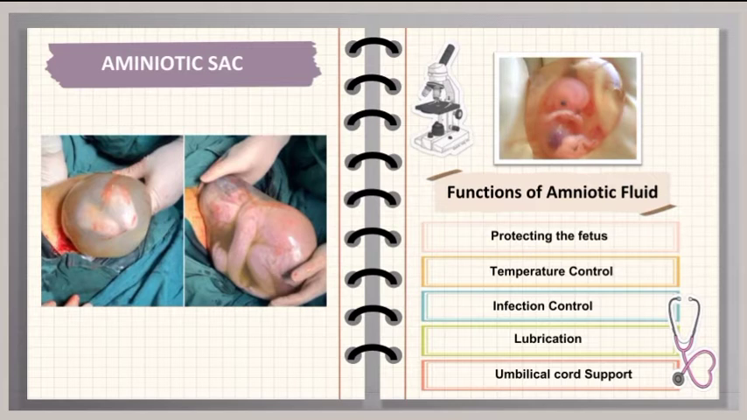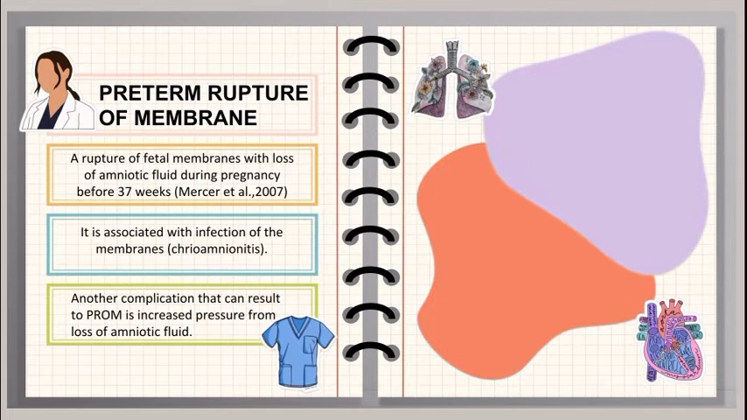And then lastly is the umbilical cord support. The fluid in the uterus prevents the umbilical cord from being compressed. So what does preterm rupture of membrane actually mean? Preterm means before reaching 37 weeks.